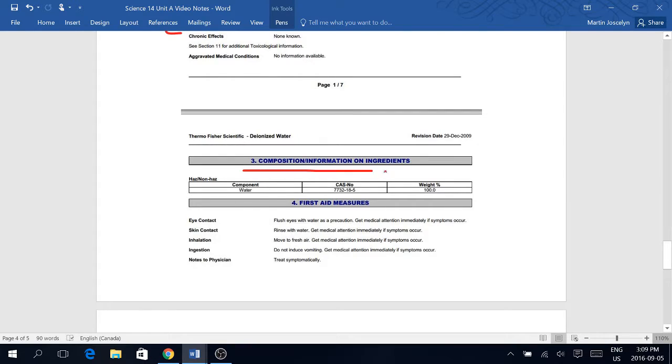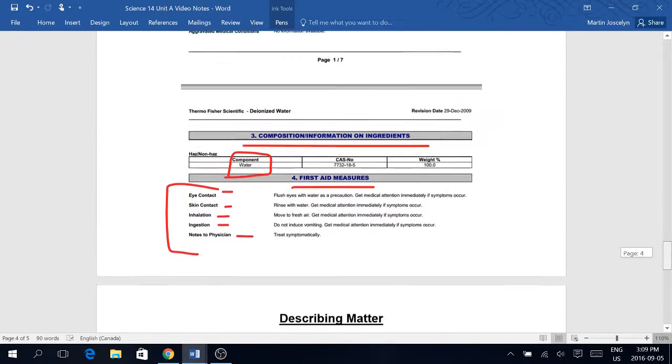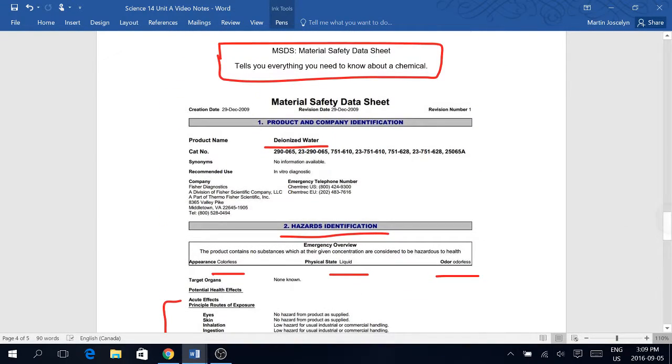It has its composition, what the ingredients are in it. The ingredient is water. Then your first aid measures: what to do if it gets in your eyes, your skin, if you inhale it, ingest it, and then a note to a physician. These MSDSs are really important, and you should always know wherever you're working where they're located.